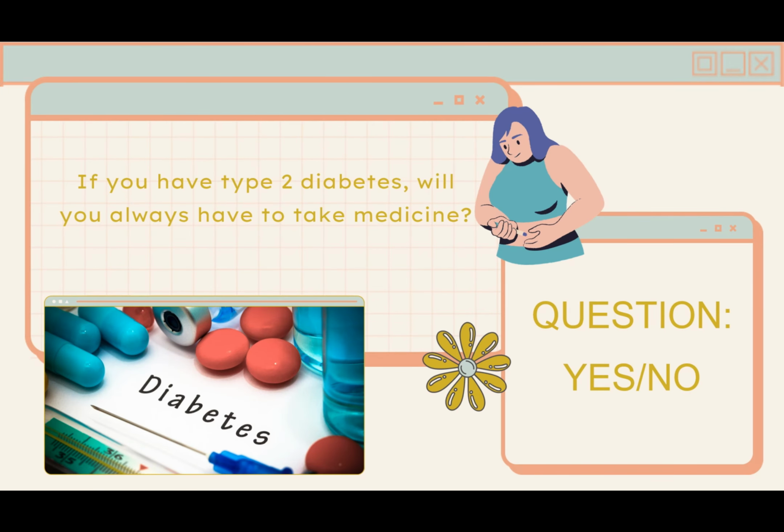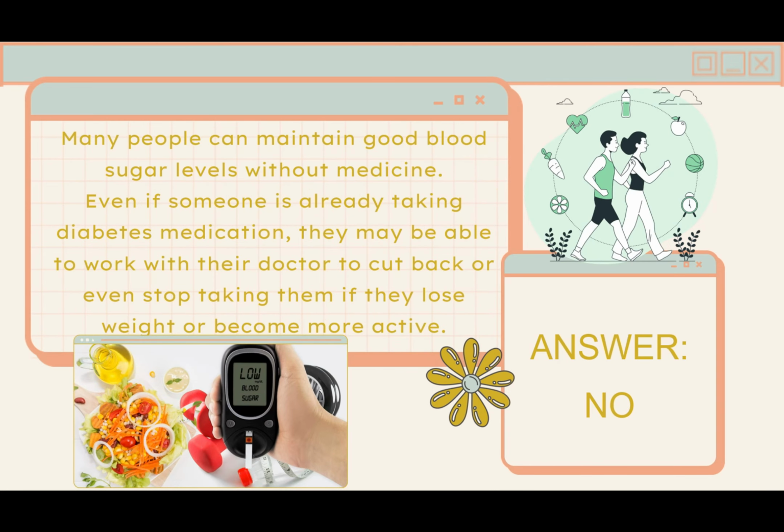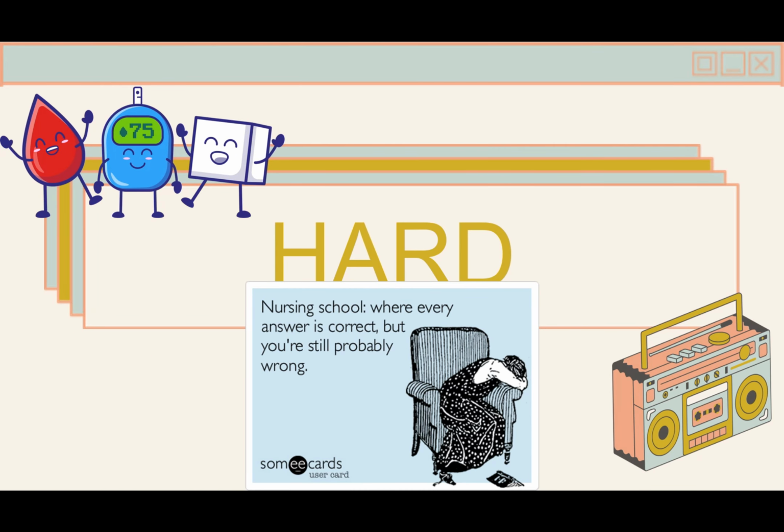Question 2. If you have type 2 diabetes, will you always have to take medicine? Yes or no? No. Many people can maintain good blood sugars without any medicine. Diet, exercise, stress management, all those good non-pharmacological treatment options. And here comes some hard ones. Here we go.